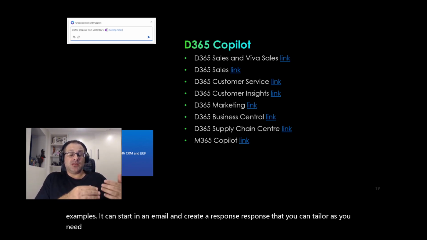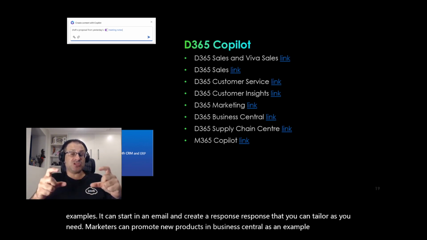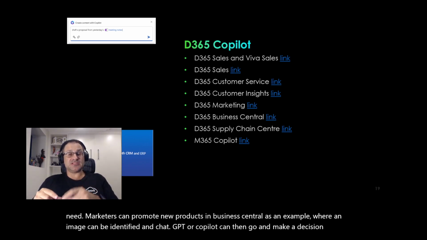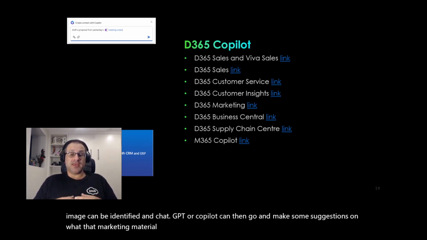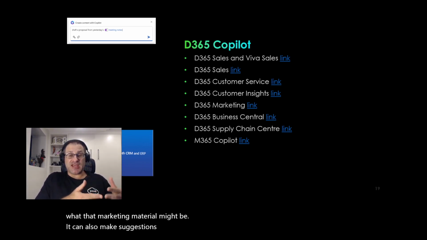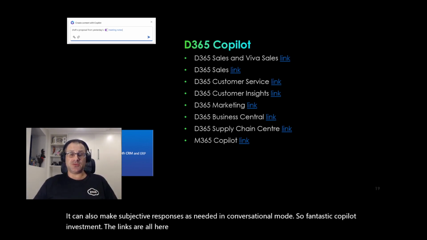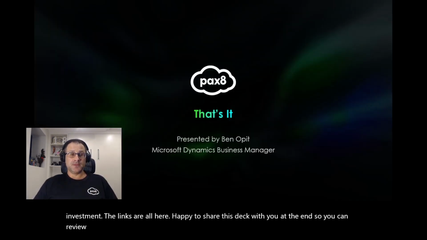Marketers can promote new products in Business Central, as an example, where an image can be identified, and ChatGPT or Copilot can then go and make some suggestions on what that marketing material might be. It can also make suggestive responses as needed in conversational mode. So fantastic Copilot investment. The links are all here. I'm happy to share this deck with you at the end so you can review them as well.